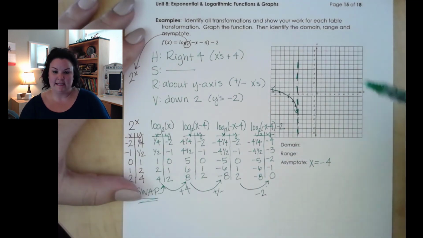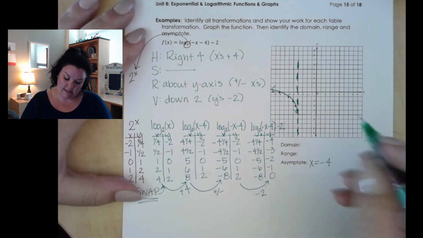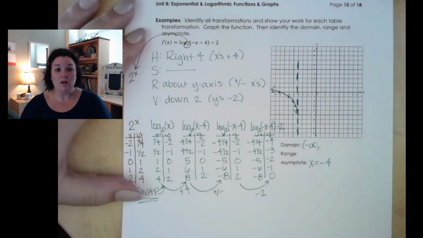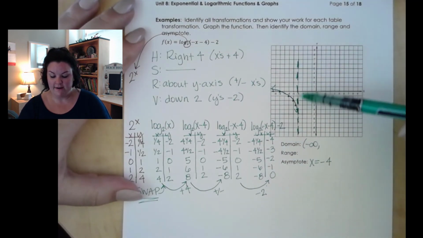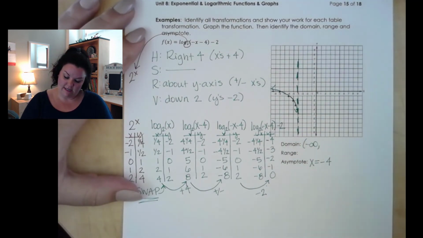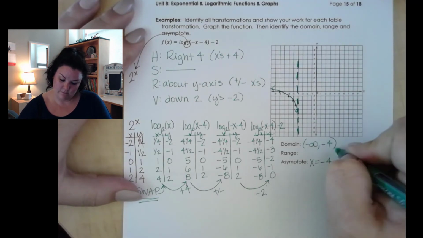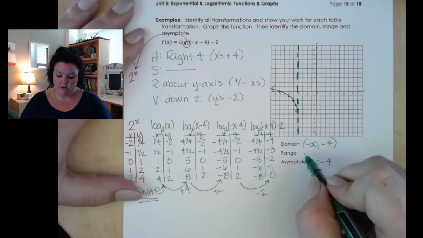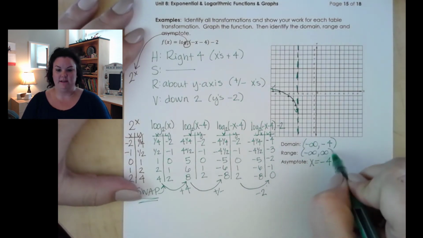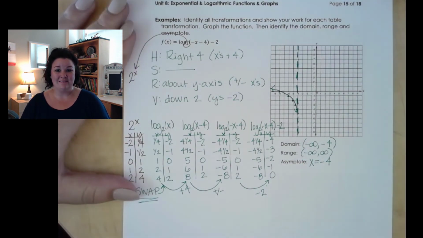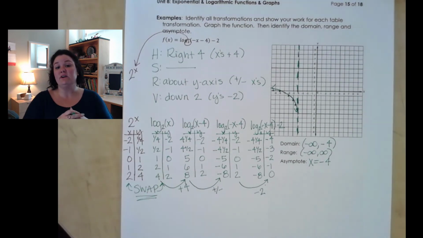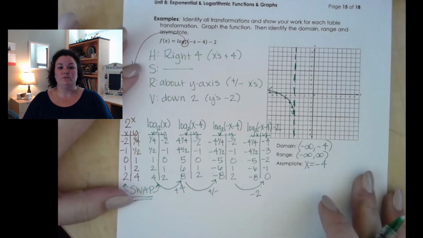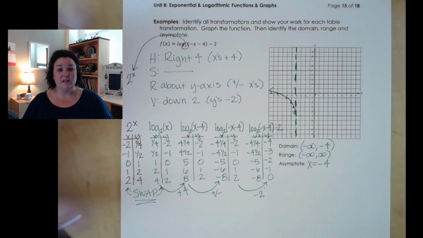My domain is going to keep going back to -infinity, but it hits a wall, right? This invisible barrier at my asymptote, which is at -4. And then my y's continue on without bound. So -infinity to infinity.